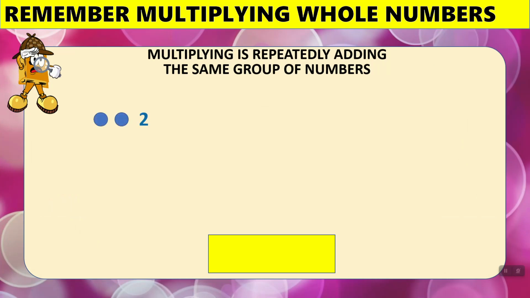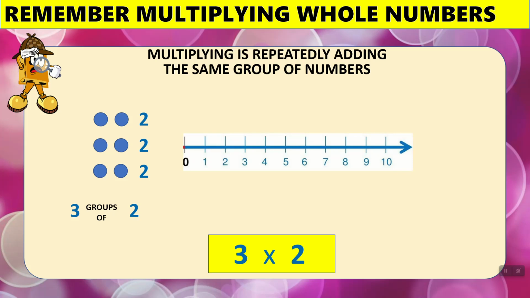So here are 2 blue circles. Here are 2 more blue circles. Here are 2 more blue circles. And so if we added 2 plus 2 plus 2, we can say that is the same thing as having 3 groups of 2. And we write that as a multiplication sentence. So 3 times 2.